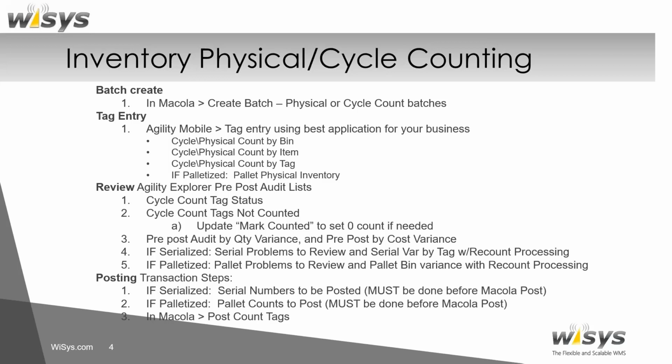Once we have entered in all of those tags with our scanner, we're then going to open up Agility Explorer, and we are going to take a look at the review of our cycle count tag status. And we're going to make sure that everything is counted. And we will look at our tags not counted. We have that ability to mark them as updated if needed, and then we'll take a look at all of our pre-post audit lists. So we have our audit list pre-post by variance, we have it by cost, we've got problems to review and variances by serial and by pallet.